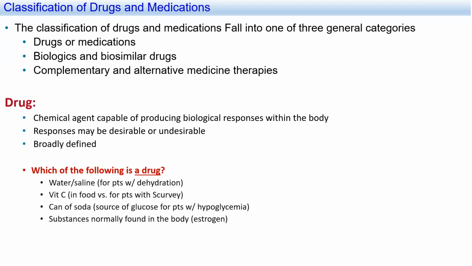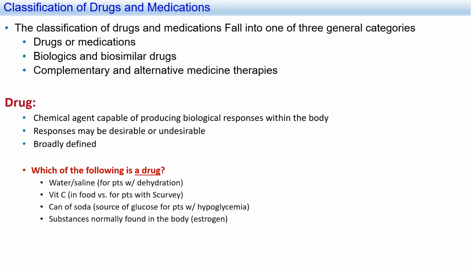So the classification of drugs and medications falls into one of three general categories: drugs or medications, biologics or biosimilar drugs, and then we have the CAM therapy, which is the abbreviation of complementary and alternative medicine therapies.